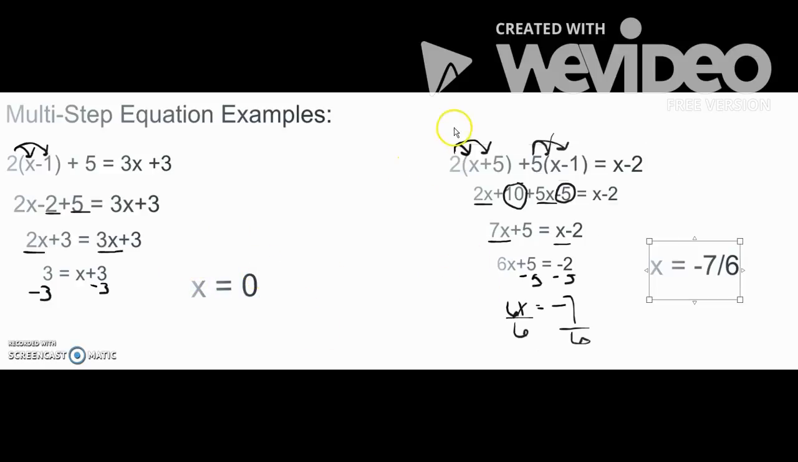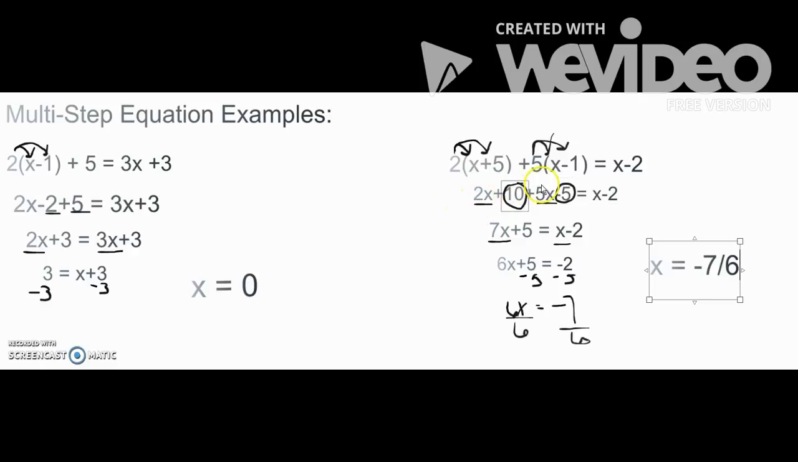And for this next equation, we could do the exact same thing. There's just a little bit more distributive property involved. So we do that first, and we get 2x plus 10 plus 5x minus 5 equals x minus 2. And then after we do that distributing, we want to combine the like terms. So I have that underlined and circled here.